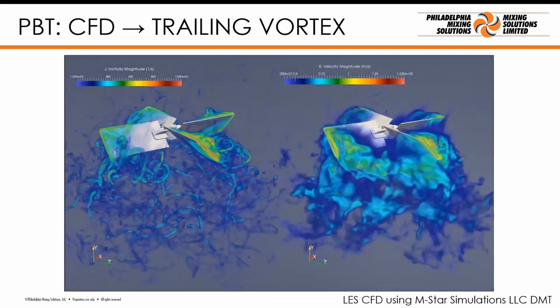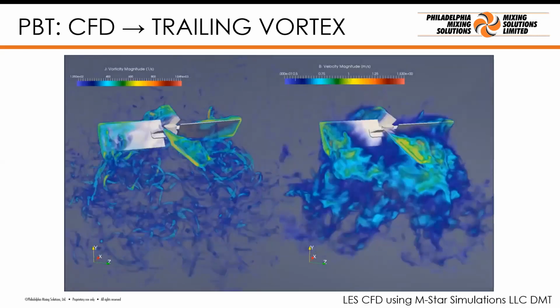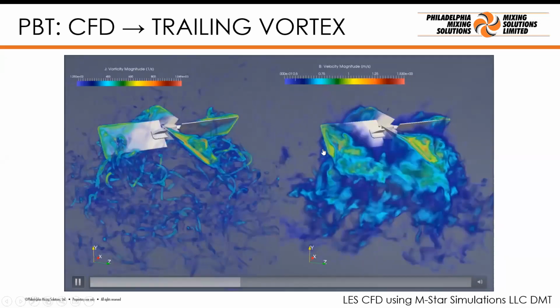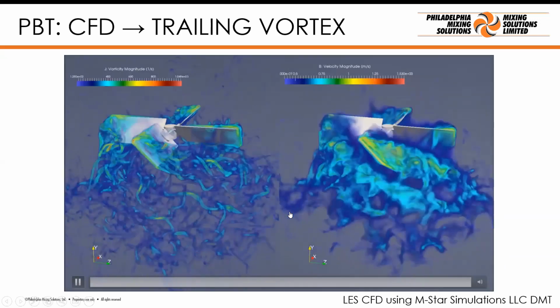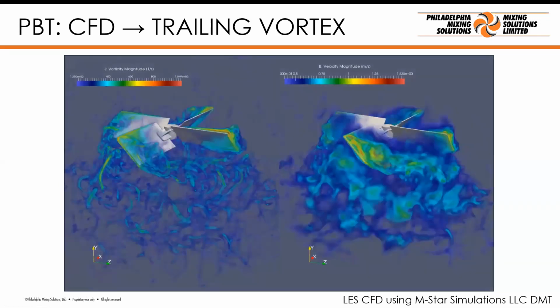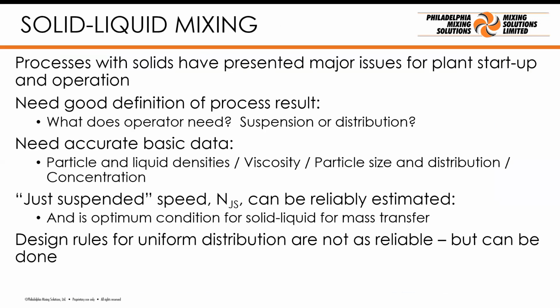This is another CFD. This is the trailing vortex coming off a pitch blade turbine, and you can see the vortex rolling up at the tip of the blade. So all impellers suffer from this effect if they're not designed properly.